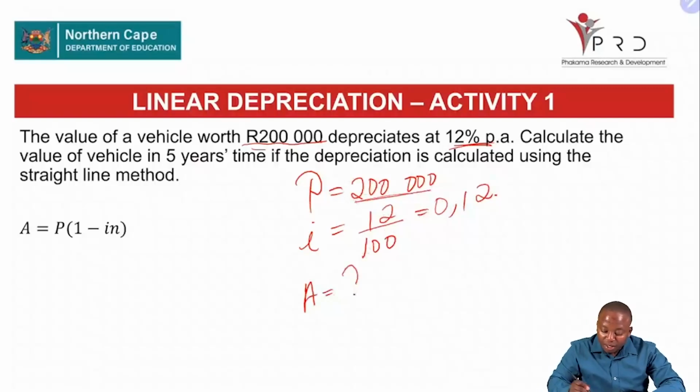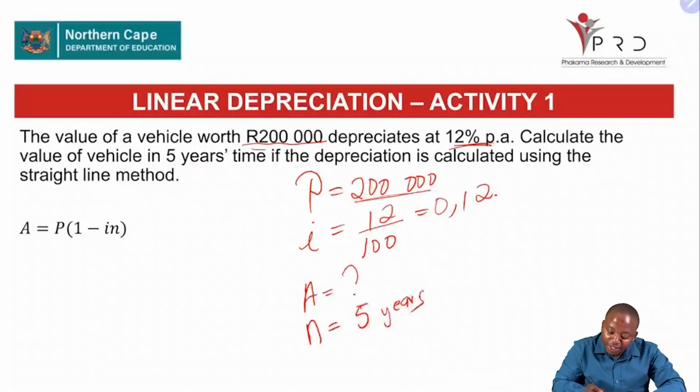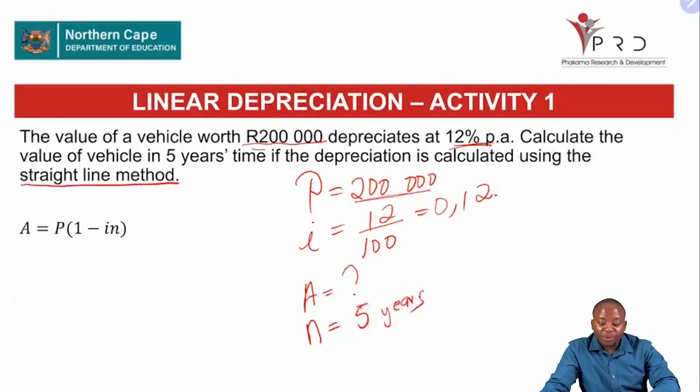Now, N, as it is in 5 years' time, is given as 5 years. They said the depreciation is calculated using the straight line method. So when you're using the straight line method, number 1, we quote the formula, which is the straight line formula: A equals P open bracket 1 minus I N.